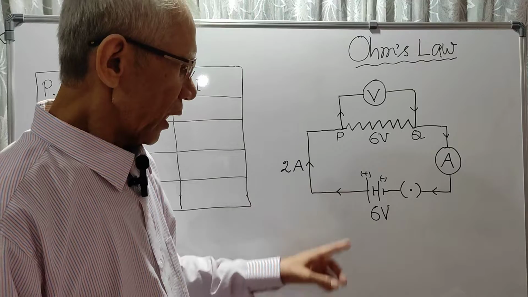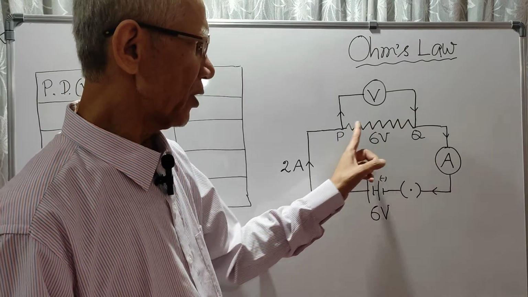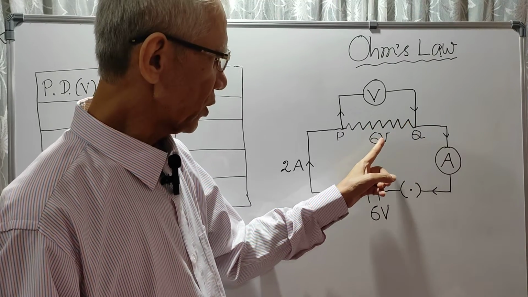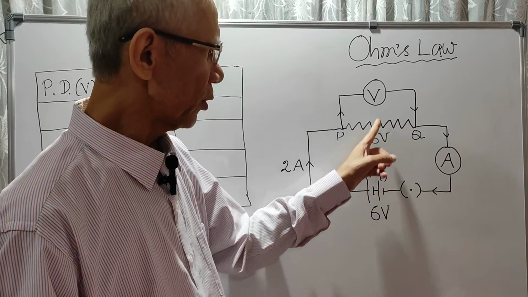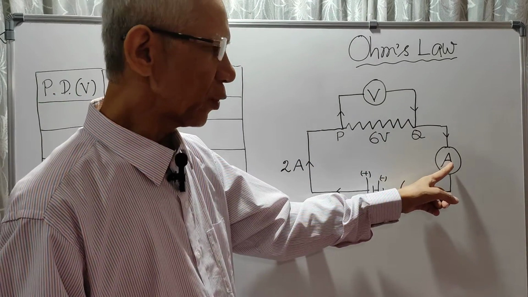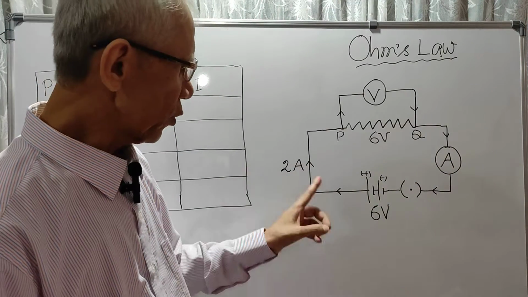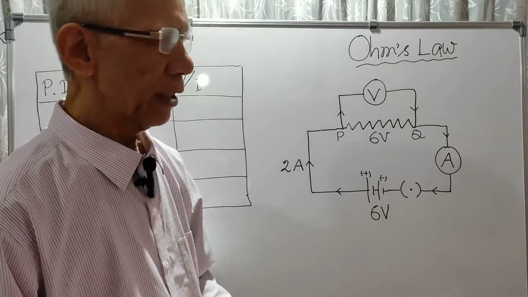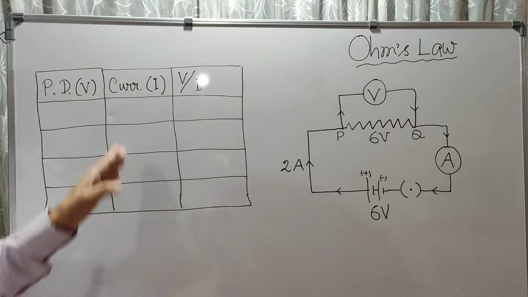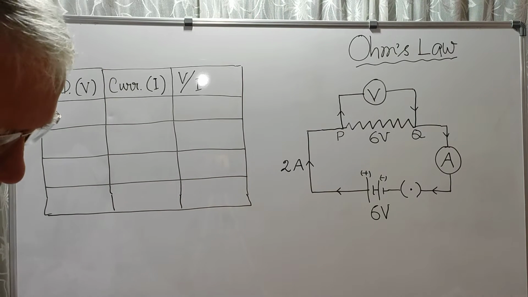All right. Now you are using a 6 volt battery. The potential difference across the resistor, that means between the two terminals of the resistor, is 6 volt. The 6 volt will be shown by the voltmeter, and what current will flow will be shown by the ammeter. Suppose 2 ampere current is flowing, so this 2 ampere will be shown by the ammeter. Now this must be recorded in a table, so we are going to record it in a table.